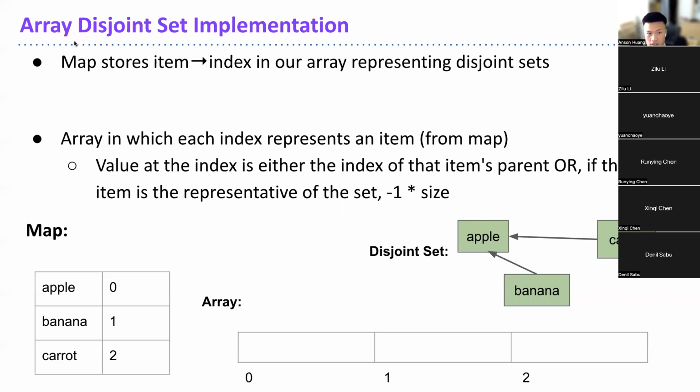And here's an array disjoint set implementation. A map stores the item, so the index in our array representing the disjoint sets, and the array in which each index represents the item from the map. And the value at the index is either the index of that item's parent, or if the item is the representative of the set, -1 times size. So here's the map, here's the array, and here's kind of what the disjoint set would look like. So we put in -3, 0, and 0.